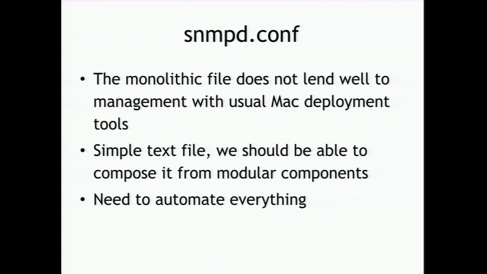The monolithic file is not very compatible with a lot of the Mac deployment tools that we have. Munki and all these things, they like to have one setting you can push out. Having one huge file that has a lot of data in it doesn't work with that mindset very well. But since it is a simple text file, we should be able to compose it from modular components. And of course, it'd be nice if we could automate all that process.